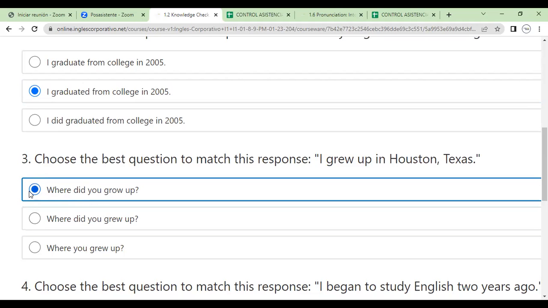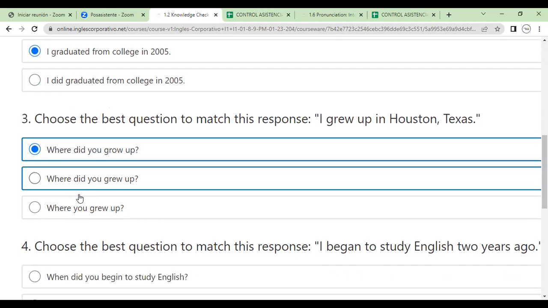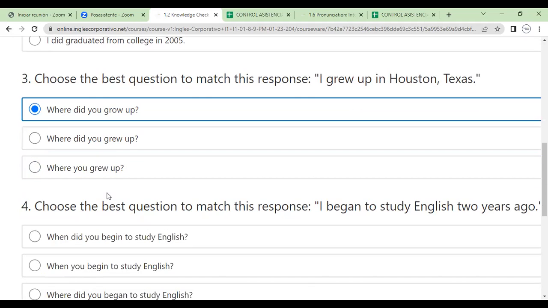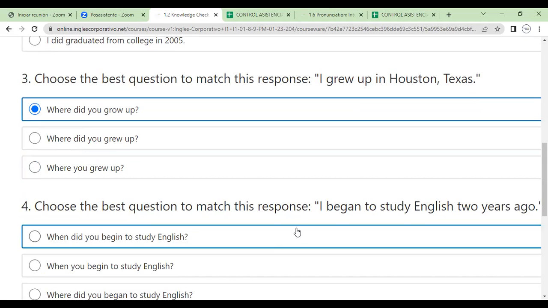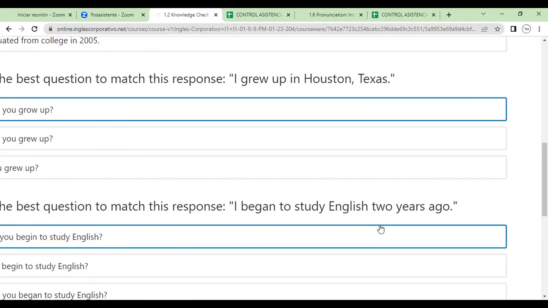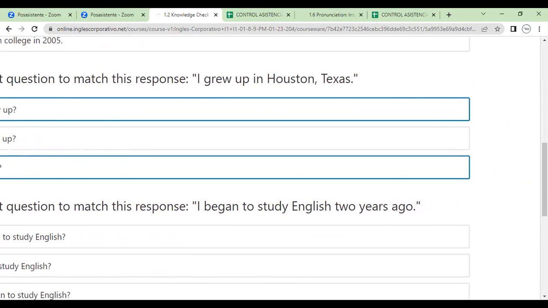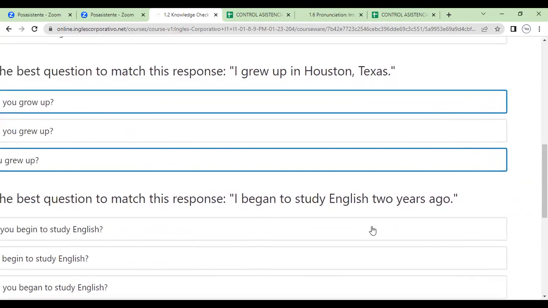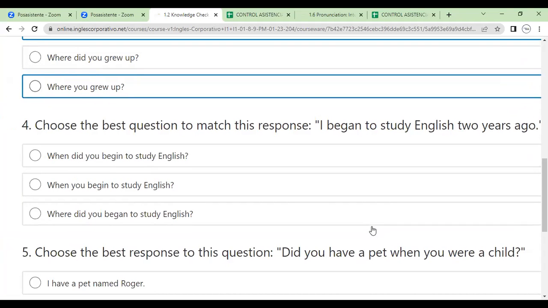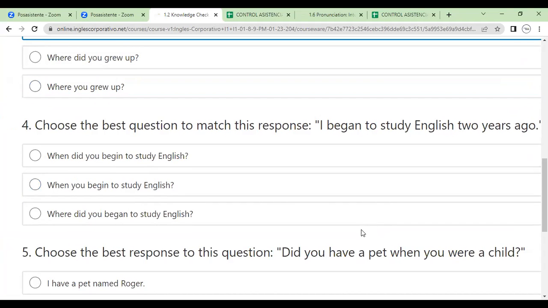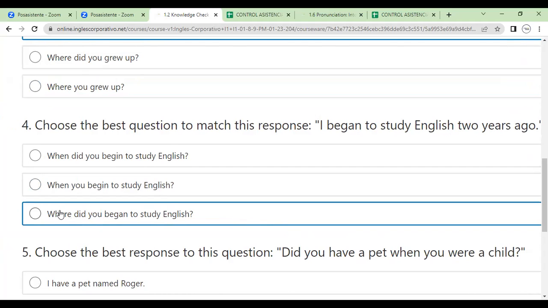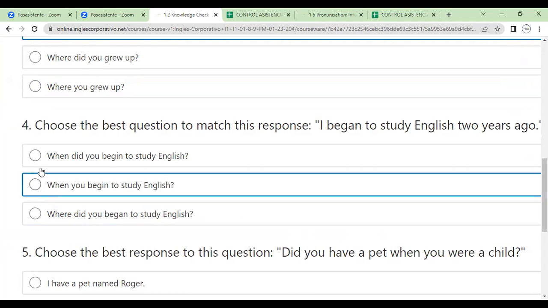If we commit a mistake, we're gonna check it. At the end, we want to know what happened. We're going to have some review. Don't worry. What about number four? I began to study English 2 years ago. What would be the question for that one? When did you begin to study English? The first one.